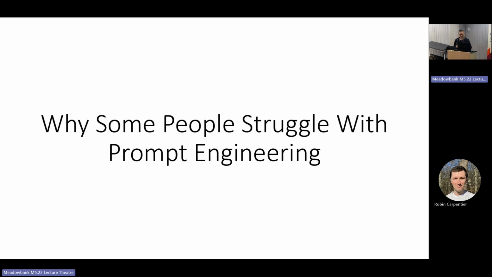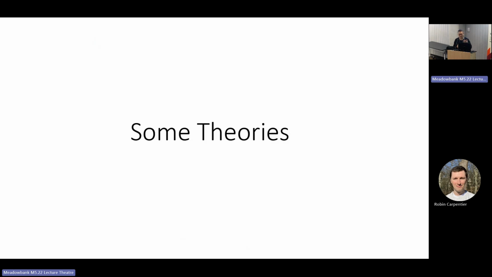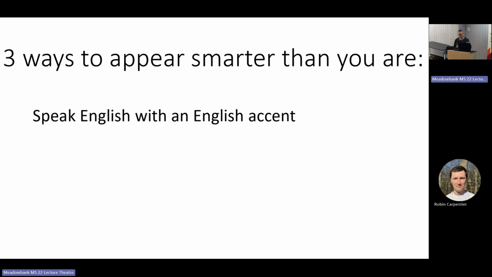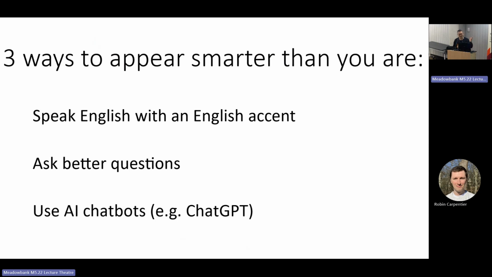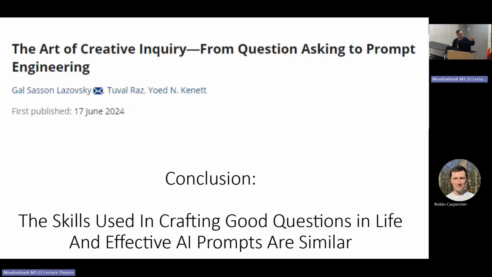I have a few theories why some people are struggling with prompt engineering. Theory number one, remember we came across this earlier: ask better questions. The way we ask questions in life is very similar to the skills we use in prompt engineering. And this is pointed out by this paper. I don't know whether it's peer reviewed, but it sounds right up my alley. The Art of Creative Inquiry, the conclusion: the skills you use in asking better questions every day are the same skills you use in prompt engineering.